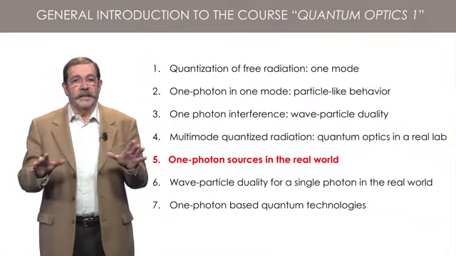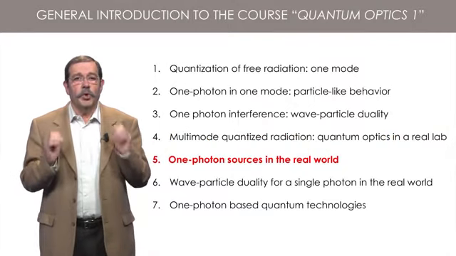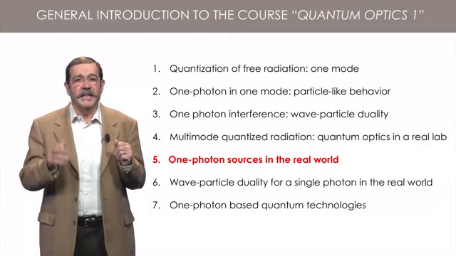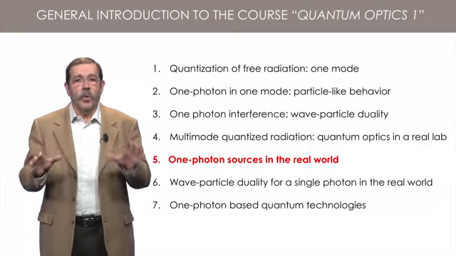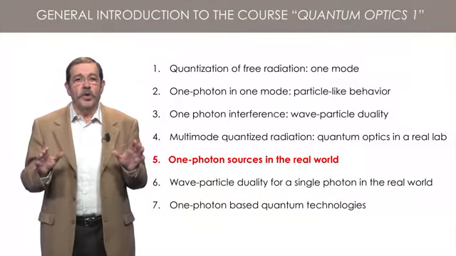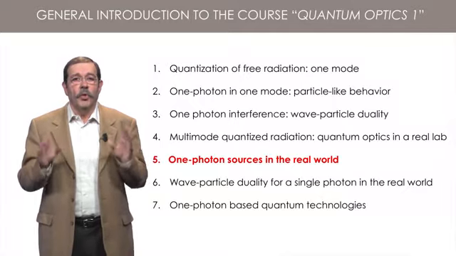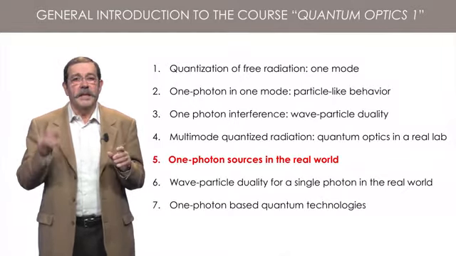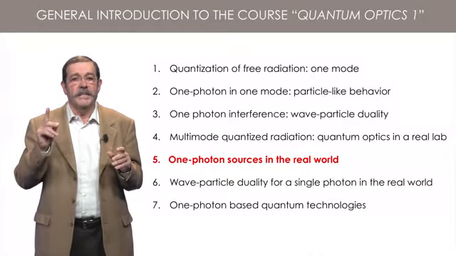In the fifth lesson, you will learn how to produce one-photon wave packets from the first sources of the early 1980s to the most recent ones. It will be also the right moment to learn another very important theoretical tool for quantum optics, the Heisenberg formalism.